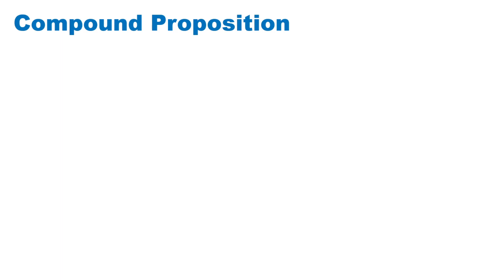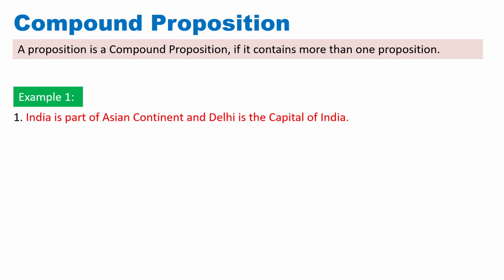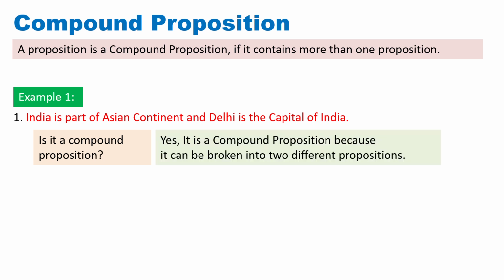Compound proposition. A proposition is a compound proposition if it contains more than one proposition. Let's look at the following examples. India is part of Asian continent and Delhi is the capital of India. Is it a compound proposition? Yes, it is a compound proposition because it can be broken into two different propositions.